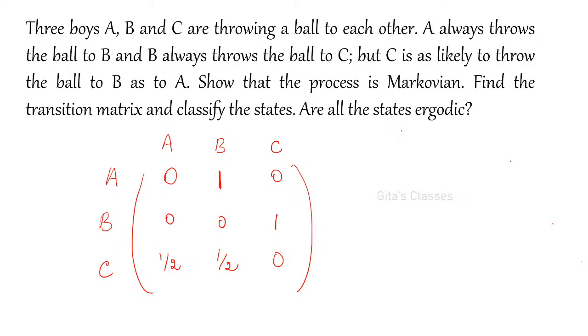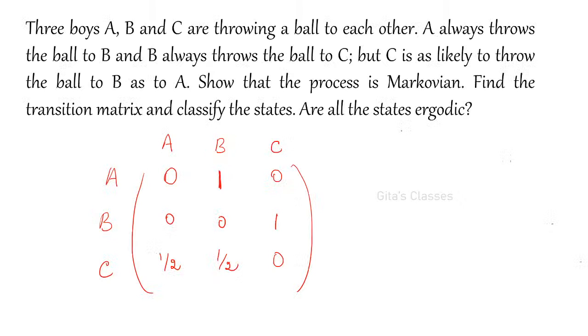Now what is asked? Find the transition matrix. This is the transition matrix. Transition means all the probabilities of the transition between states. Transient means changing. It is Markovian, as we have written, and this is called the transition probability matrix. TPM means transition probability matrix.